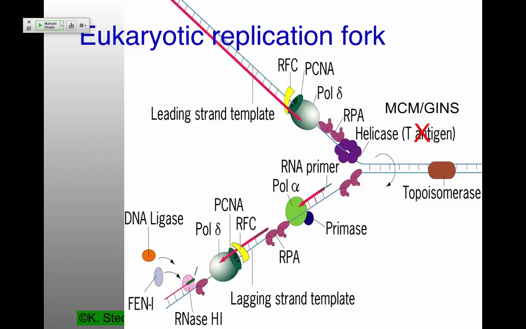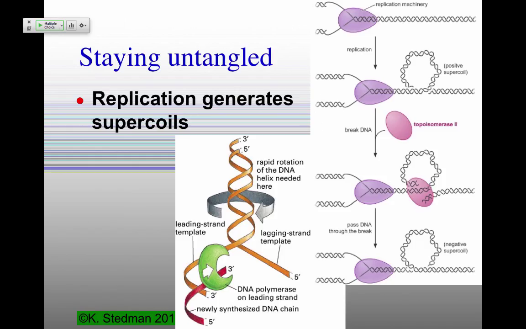So another thing that you may have noticed on here that we haven't talked about yet is this topoisomerase. What the heck is a topoisomerase? It changes the topological form of DNA, of course. Well, why do you need a topoisomerase? Basically, what topoisomerases are involved in is changing the coiling of DNA. Why do you need to do that?